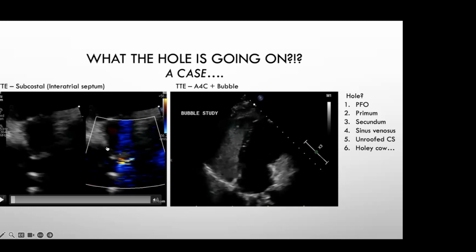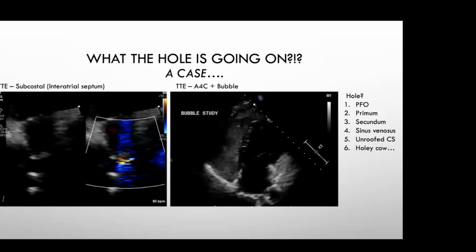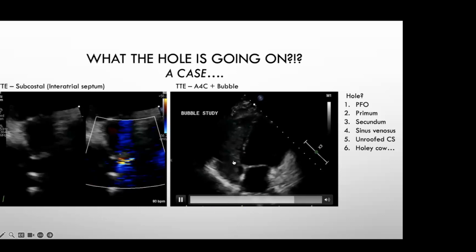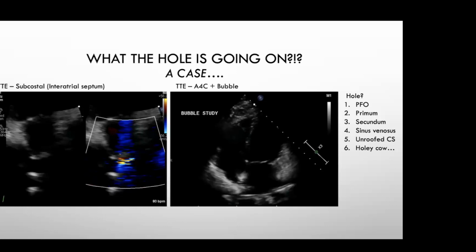Where's the IV site? Good question. This is the right arm. So any guesses at this point, what kind of defect are we dealing with on the basis of this color flow but negative bubble study?